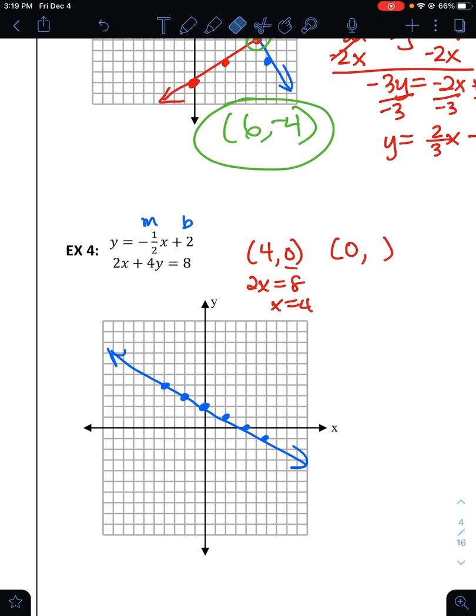And then I'm going to do the same thing, plug a 0 in for x, so that term is gone. So I've got 4y equals 8, divide by 4, I get a 2. So graph that, 4, 0, 2, 3, oh look, I landed right there. 0, 2, oh, I'm on there too. So I am drawing another line over the top of the first.